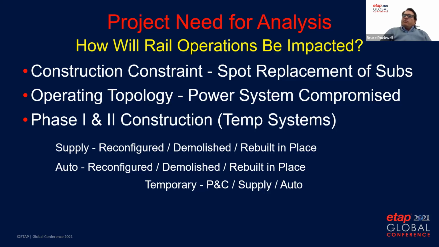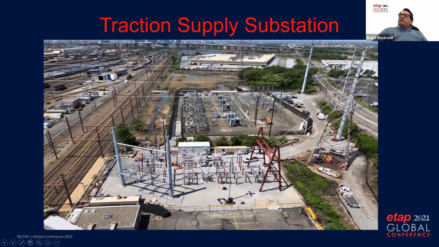So here we reconfigured and demolished and rebuilt the supply station, and we reconfigured, demolished, and rebuilt the auto station. And in order to do that, we had to use some temporary power. So we needed to analyze temporary protection and control and temporary conditions on the supply and auto transformer station and buses. So this is a picture of the site here.